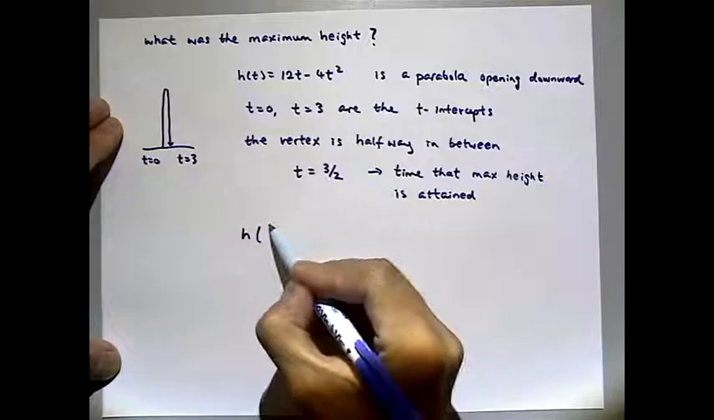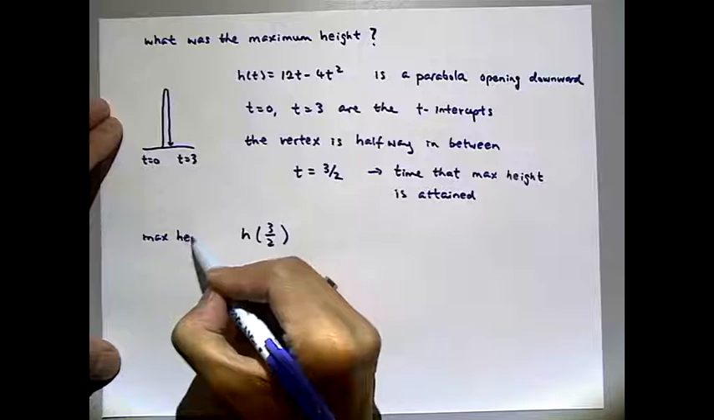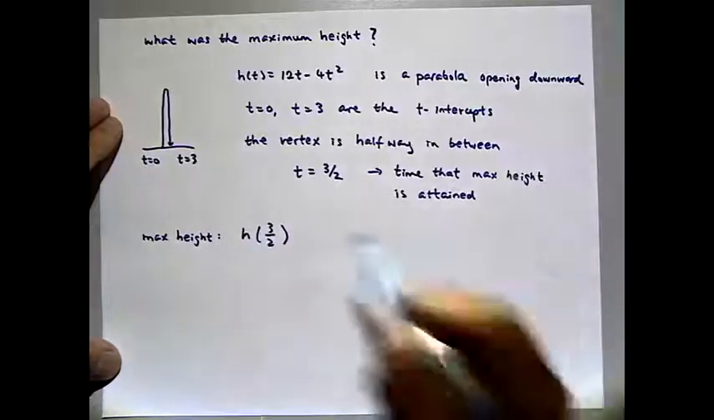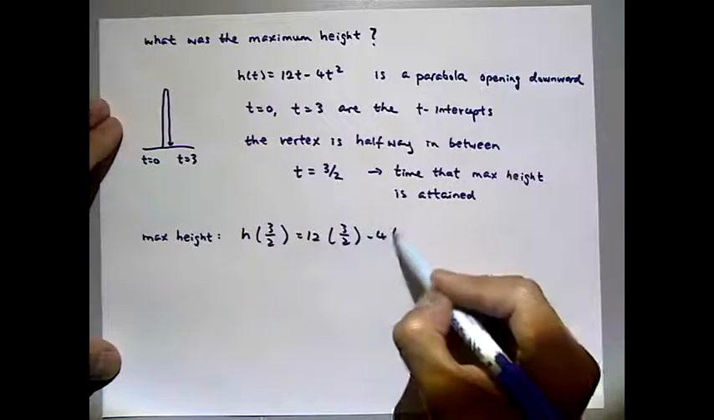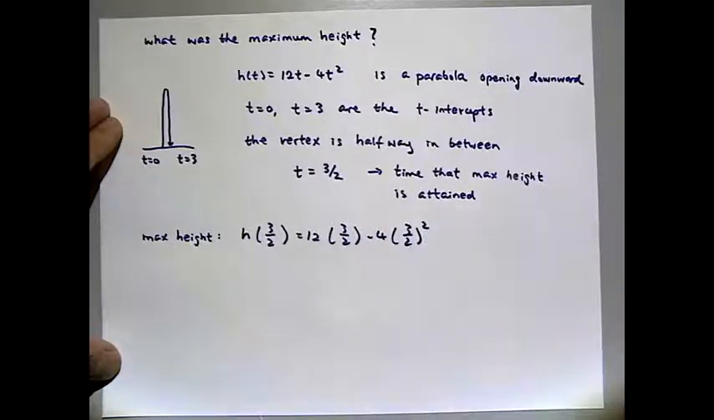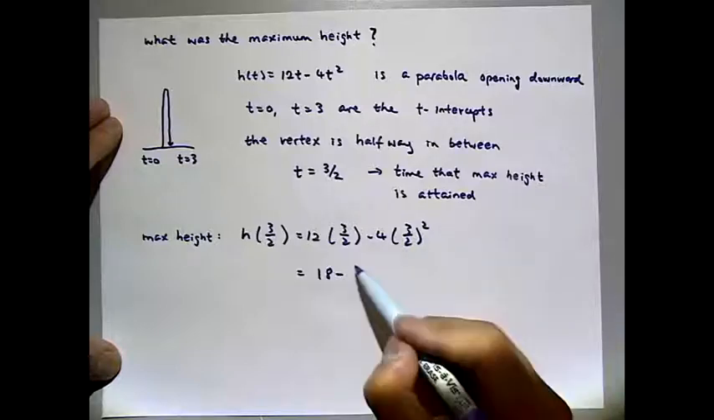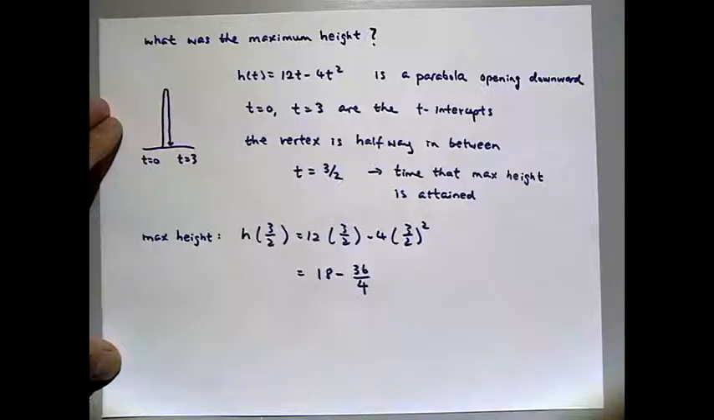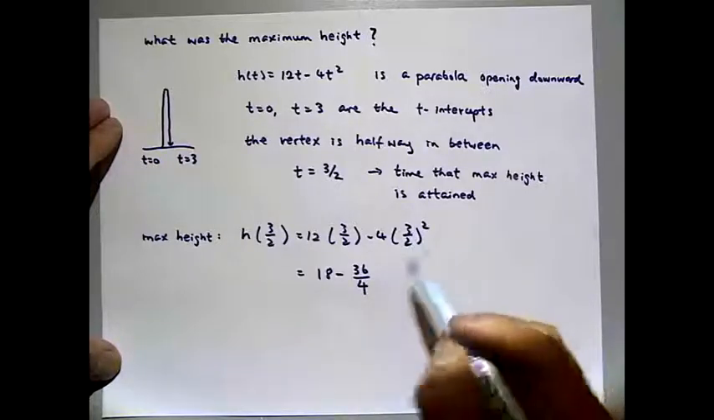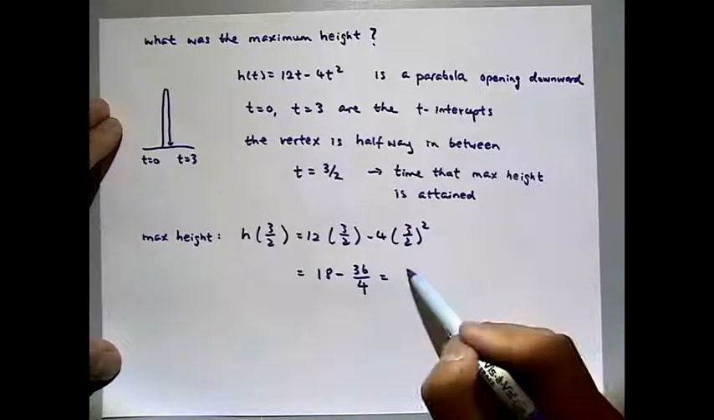So the maximum height must be h of 3 over 2, which is 12 times 3 over 2 minus 4 times 3 over 2 quantity squared. So what's this thing here? 36 over 2 is 18, minus 36 over 4. Right. So this is what? 9. 18 minus 9 is 9. 9 meters.